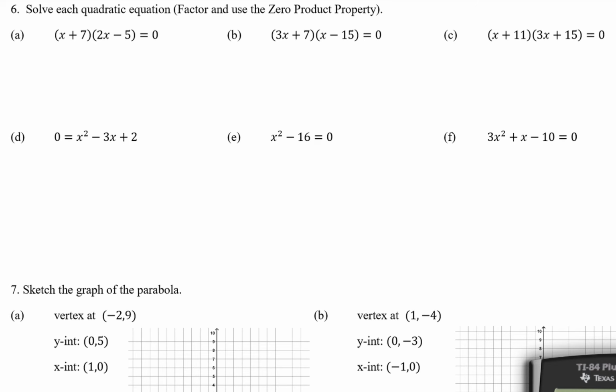Moving on to question 6, it has 6 different parts, A, B, C, D, E, and F. It says solve each quadratic equation by using factoring and then the zero product property.